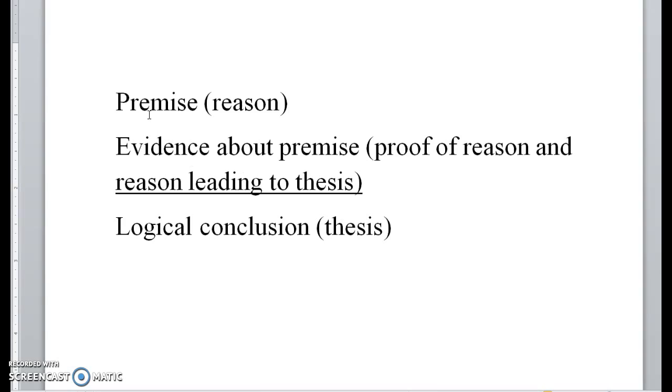So we start with our premise. That's the equivalent of, all men are mortal, right? If you remember that example. That's essentially our reason, our individual reason in the paragraph. Then Socrates is a man, right? That's the evidence about the premise or the principle. So in our paragraph, that's going to be proof of the reason and the reason leading to the thesis. Okay, that's where we actually prove that the reason's true and that it does lead to the thesis. And then if that's all true, then it leads to the logical conclusion, the thesis statement. Okay, so that's really what we're looking for there. So how is this going to play out in your writing exploration E?